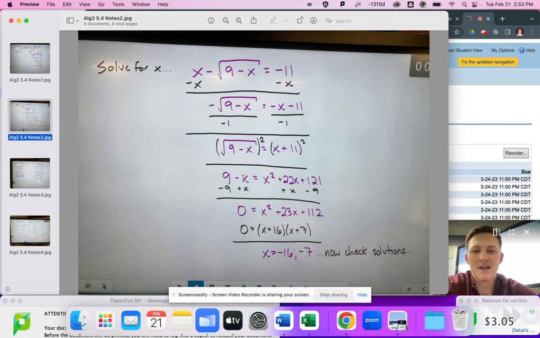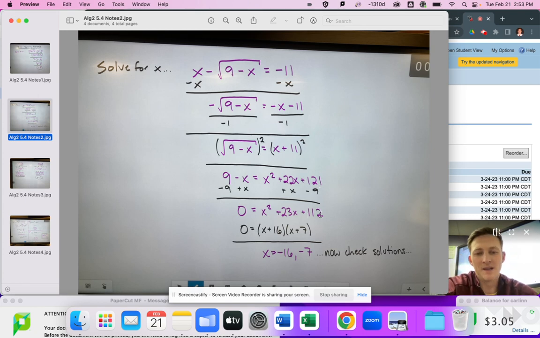We're going to minus the 9. We're going to add the x respectively to their places. So now nothing is on the left because we canceled it all out. So 0 equals x squared plus 23x plus 22 plus 1, and then 121 minus 9 is 112.